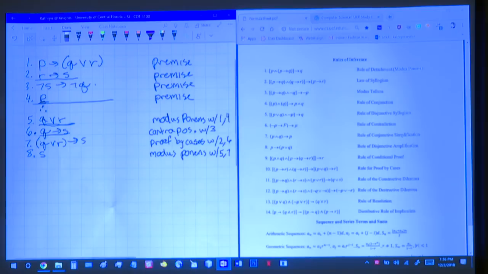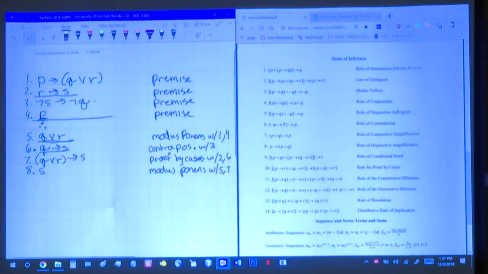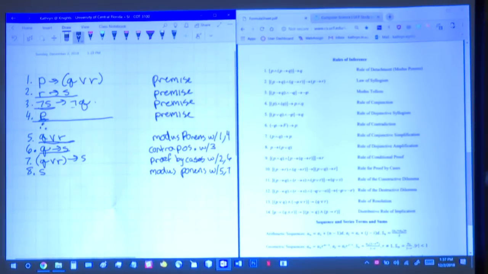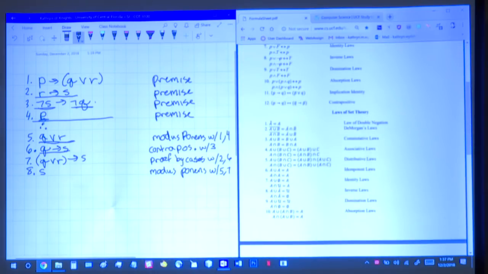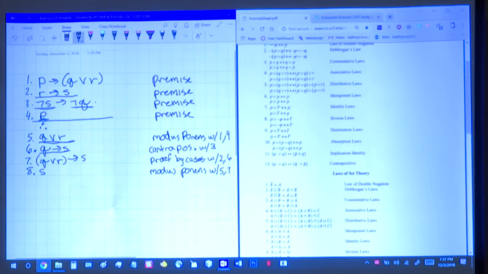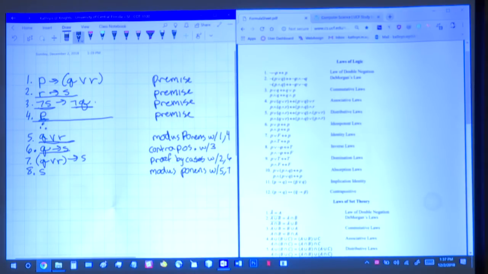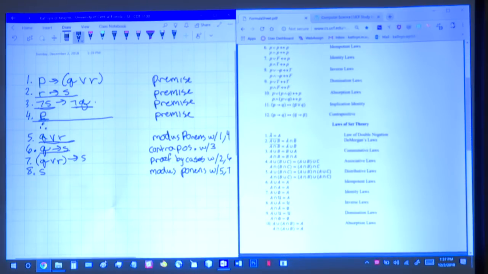Does anyone have any questions about what we did for that? Yes? We have not S implies not Q. So with contrapositive, we can flip them around and switch the signs, which is what it says right here. That's all we did for that one. It would really be not Q, but we skipped the double negation step. Any other questions? If not, I'll move on to the second one.